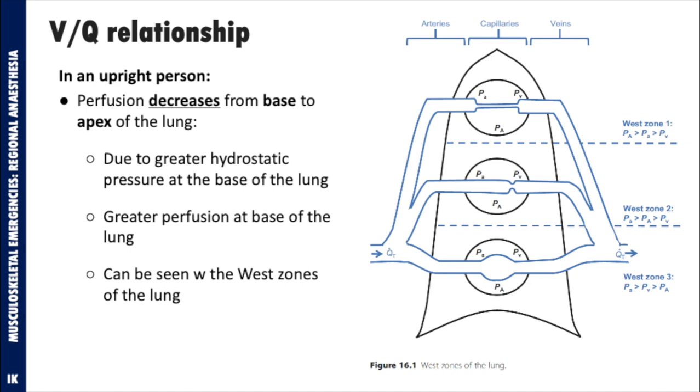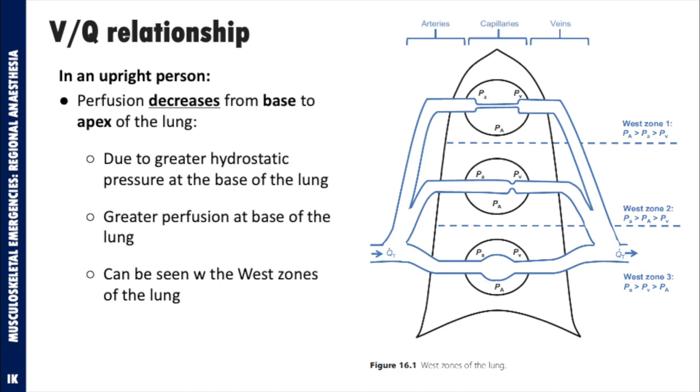So these are called the West zones. West zones always come up in exams, okay? So you need to know the West zones. Zone 1 is when, because the hydrostatic pressure is low, the alveolar pressure is higher than the arterial and venous. So you have collapse of the blood vessel.